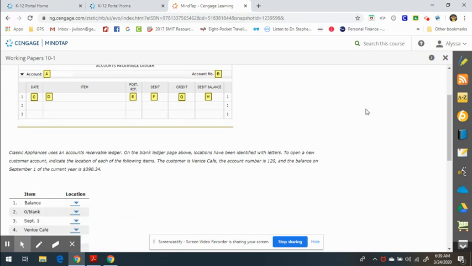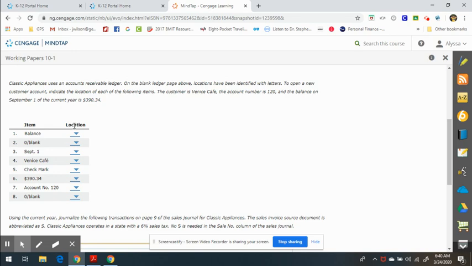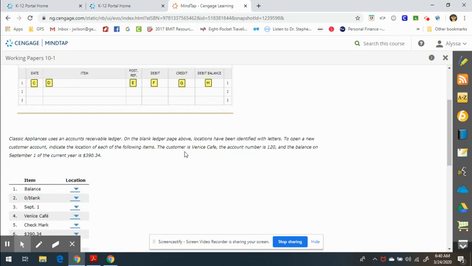Let's go through the directions. Classic Appliances uses an accounts receivable ledger. On the blank ledger page above, locations have been identified with letters. To open a new customer account, indicate the location of each of the following items. The customer is Venice Cafe. The account number is 120, and the balance on September 1st of the current year is $390.34.